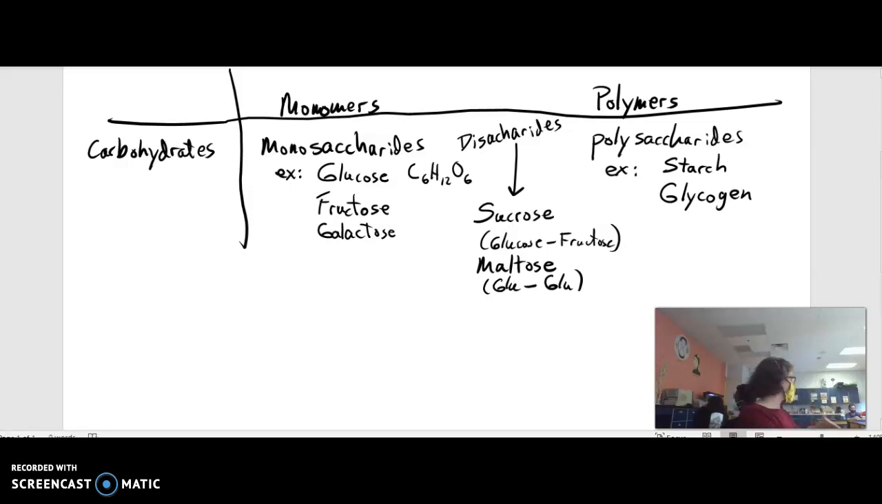So starting to help a little bit? Okay. So if I went over, I could also go over the other molecules over here, the other types of organic molecules. I could go over proteins.